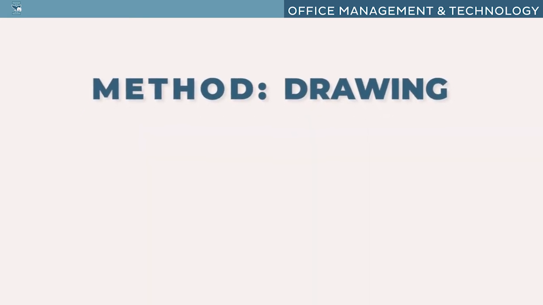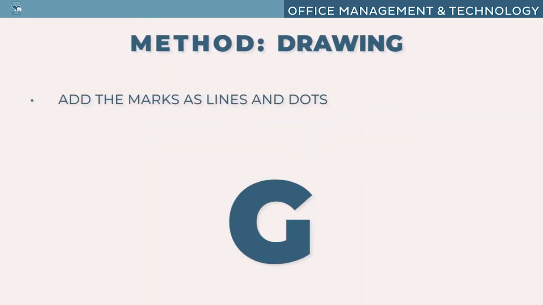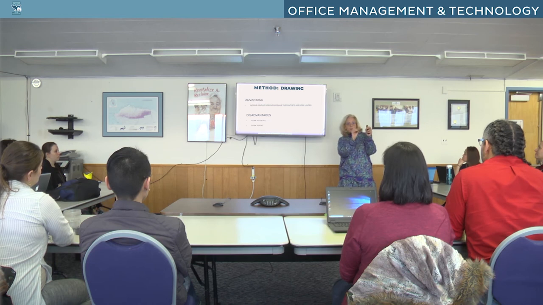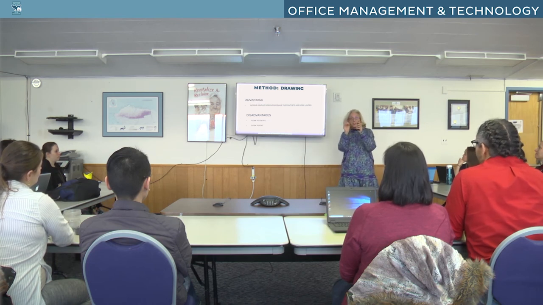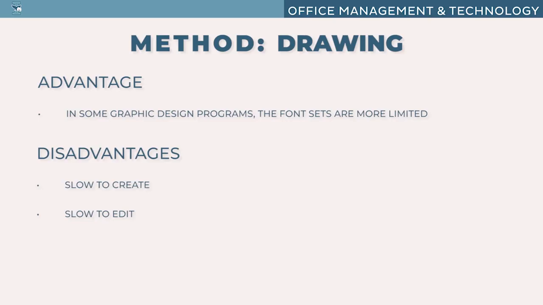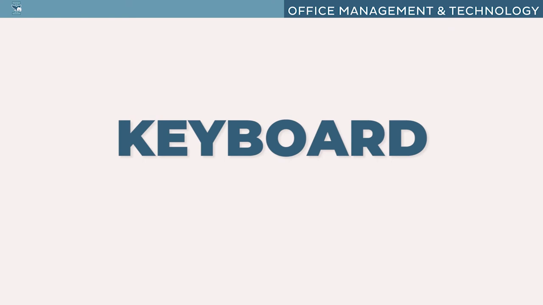This is the saddest method. It goes something like this. For certain fonts, we literally add a little dot as a drawing tool, as a shape. What's nice about this is that in some graphic design programs, there are a lot of fonts, but these letters aren't in those fonts. The disadvantage is it's a little slow. You want to move that G a little bit over, and then you have to move the dot over, and then you have to remember, okay, I moved the pictures, now the dot isn't lining up with the G. That can get really annoying. So it's slow to create and slow to edit.